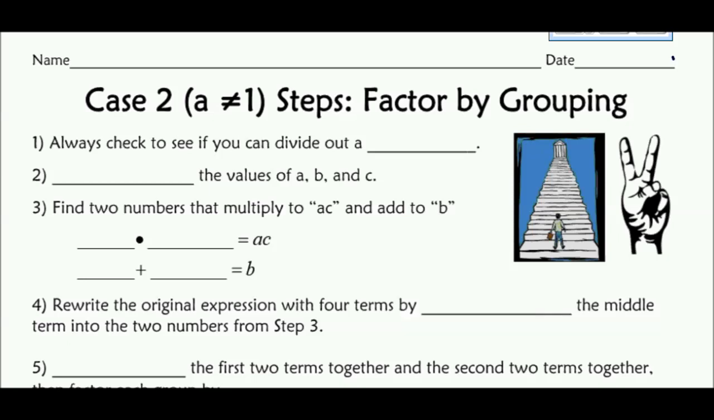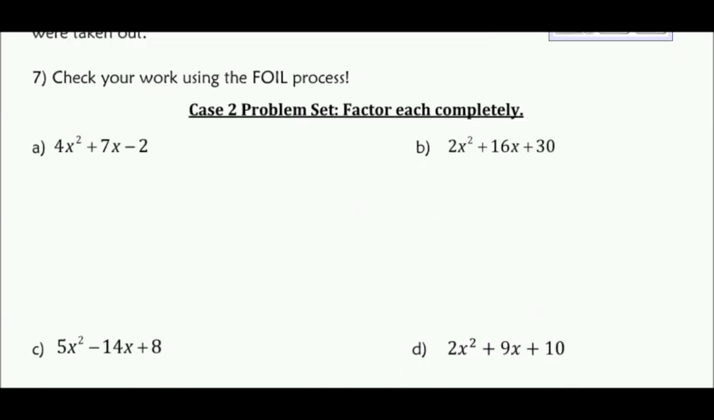This is basically what we've been doing, just changing one part of it. The A is not 1 anymore. The number in front does not equal 1. So examples like this, where the leading coefficient isn't 1 anymore.